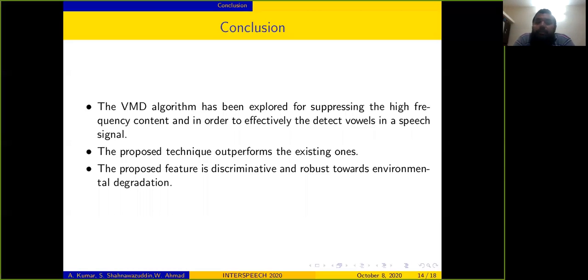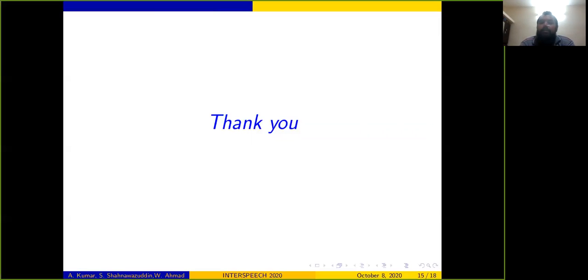So this VMD algorithm, that is variational mode decomposition algorithm, has been explored for suppressing the high frequency content in order to effectively detect the vowels in a speech signal. So this proposed technique outperforms the existing ones. The proposed features are discriminative and robust toward environmental degradation, as we have already seen that this method outperforms both in the clean case and also the noisy case. Okay, thank you.